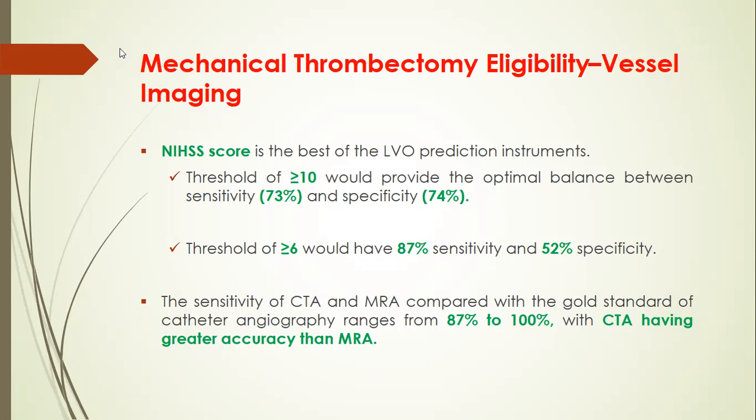Ideally, CT angiography would be better accuracy as compared to MR angiography. Angiography gives approximately 87 to 100% estimation of your vessel occlusion. Gold standard is your DSA, that is the digital subtraction images. DSA images are gold standard. In our setting, we can do CT angiography or MR angiography to confirm whether the patient is having large vessel occlusion or not.